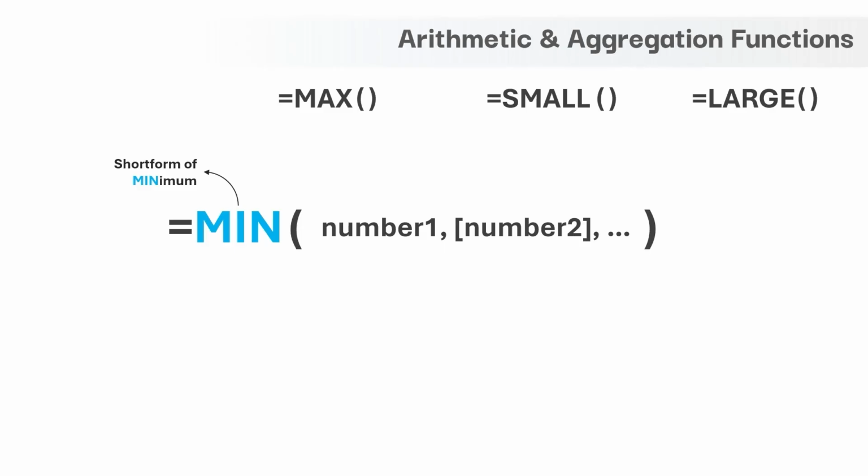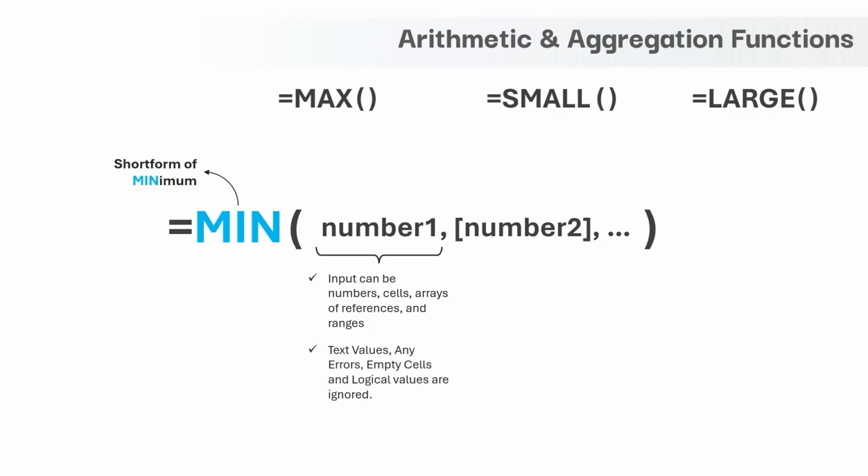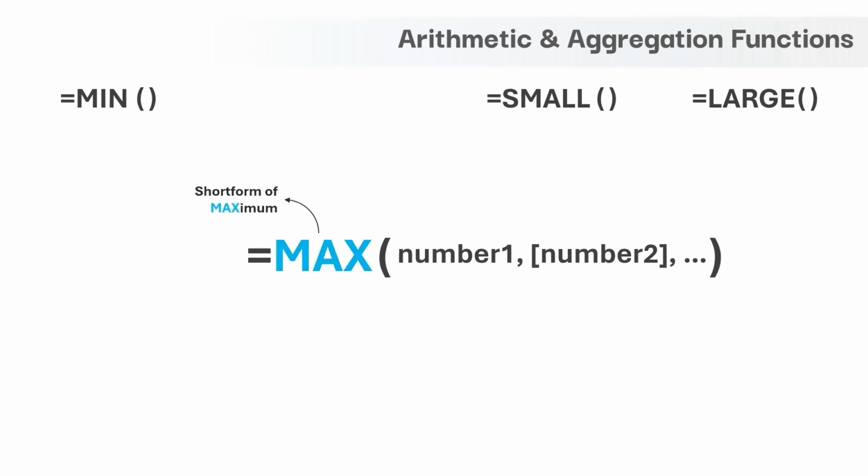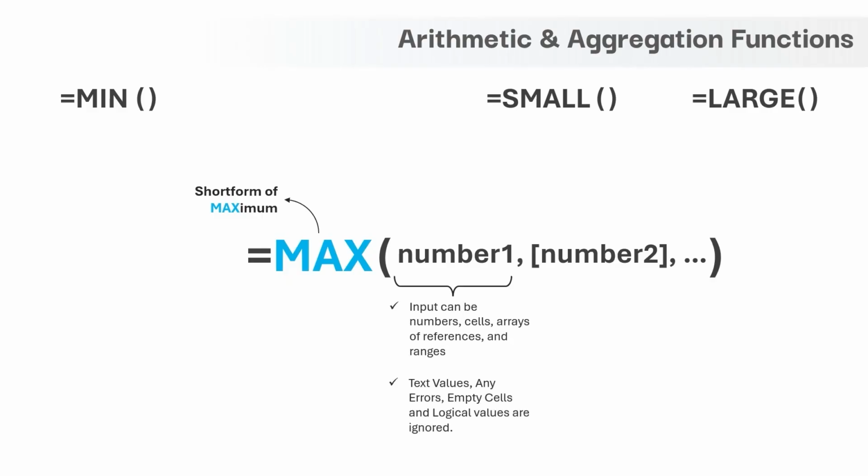The argument for this function is number 1, 2, 3 and so on, and we can provide numbers, ranges of cells, or arrays of references as input. If the input has text values, any errors, empty cell values and logical values, this function will ignore them, and it is obvious. Next is the MAX function and it has only one argument. This function is the same as the MIN function and it will find the maximum value among the available dataset. Its argument and input will remain the same as the MIN function.